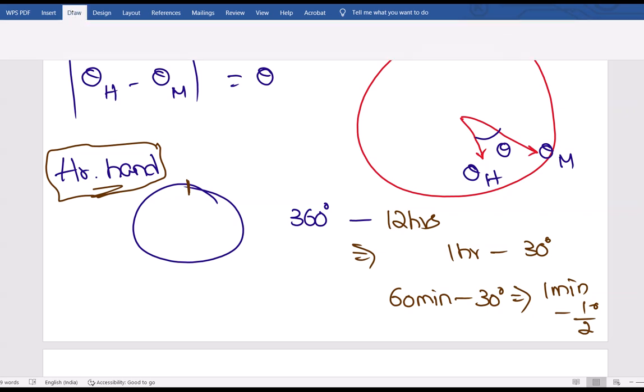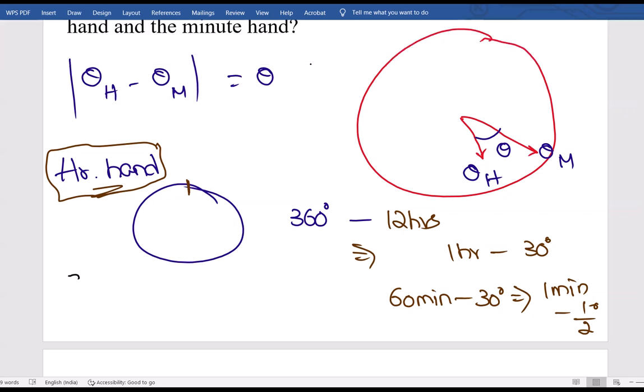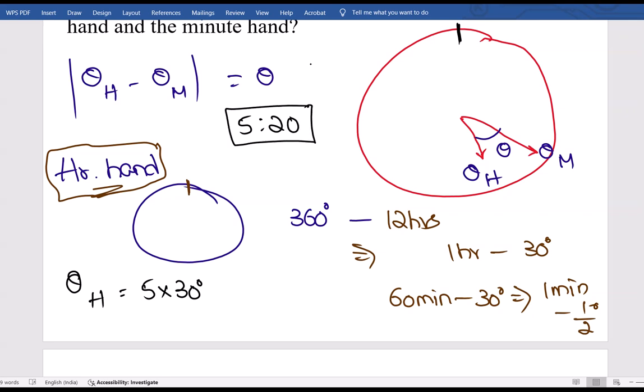Now for 5:20, what is the hour hand angle? This is all with respect to 12. 5 hours means 5 into 30, and each minute is half a degree. How many minutes here? 20 minutes, so 10 degrees. Totally it is 160 degrees. But this is only the hour hand angle. I have to calculate the minute hand angle, then we can complete it.